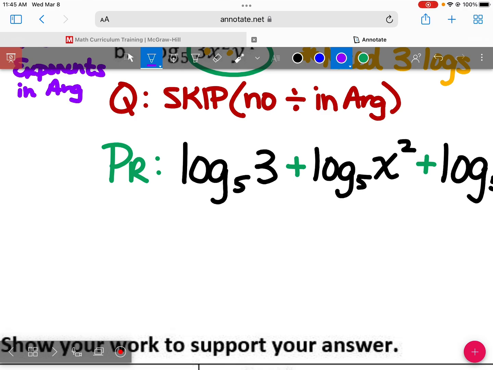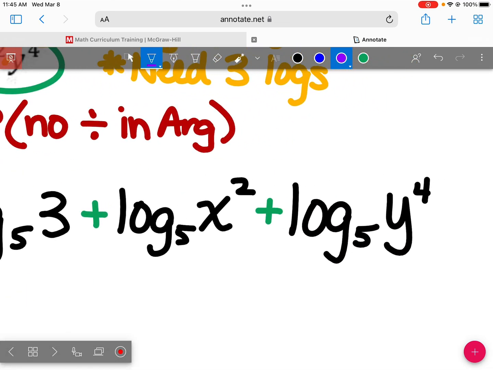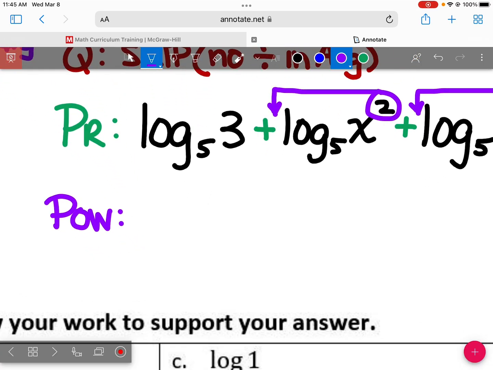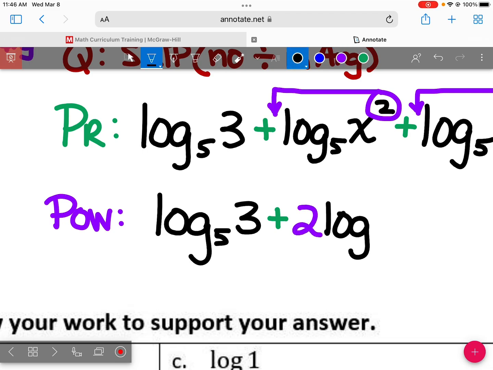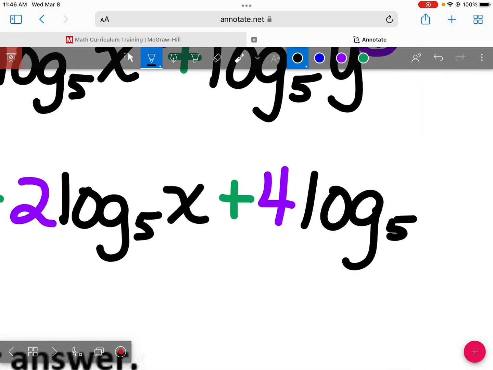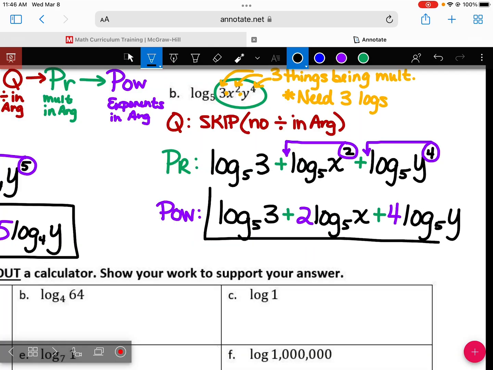Is it fully expanded? No. Last step, Powers property. Do I need Powers property? Yes, because you see two exponents. This 2 on the x comes down in front of this log, right after the first plus sign. This exponent of 4 comes down in front of the last log, after the second plus sign. So fully expanded: log base 5 of 3 plus 2 log base 5 of x plus 4 log base 5 of y. That is fully expanded.